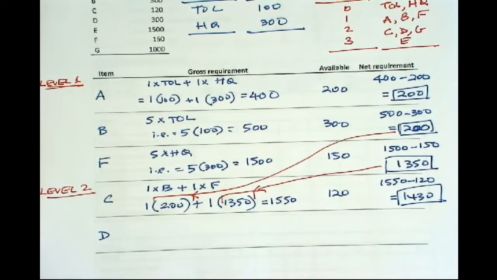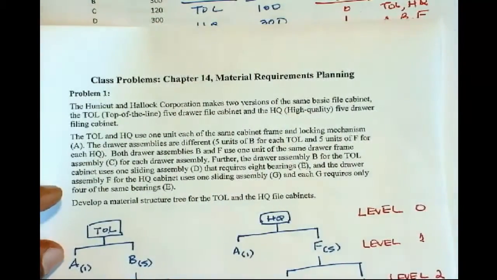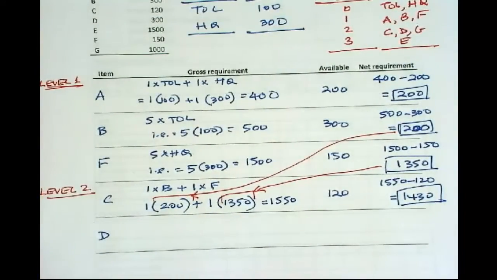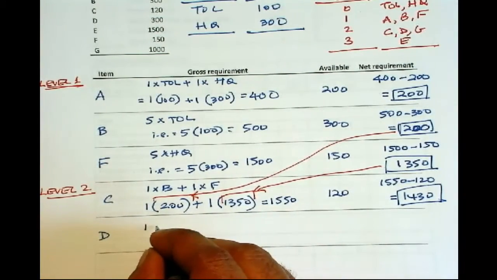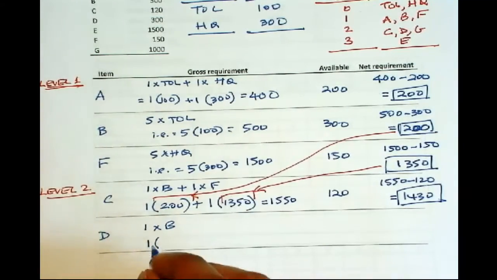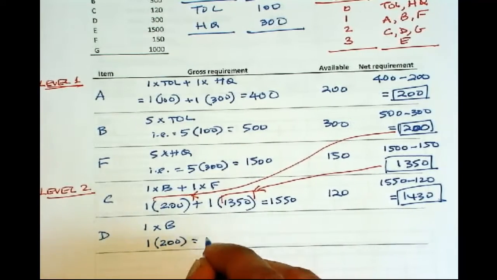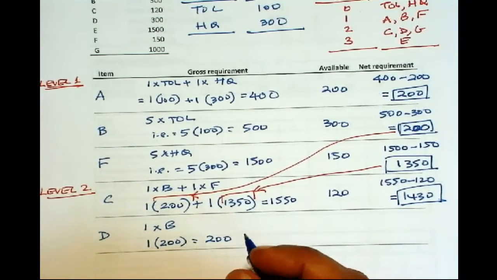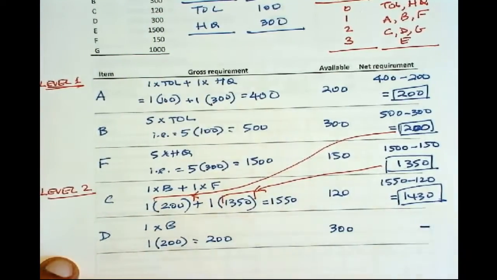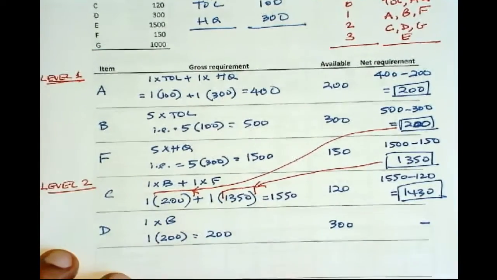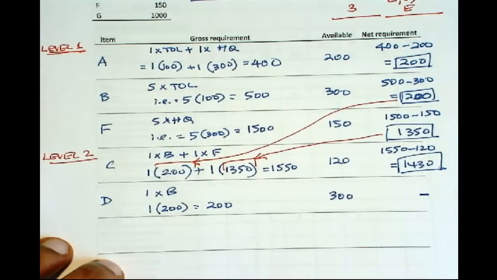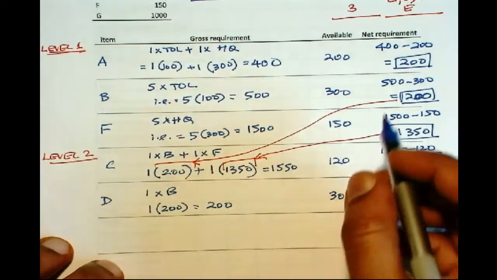Next is D. Now D is 1 unit for each B, so 1 times B, and once again it is that 200. Don't use the gross requirement, it should be the net requirement. It is 200, and we have 300 available, so there is no net requirement, because this 200 gross requirement can be met with the available 300. Don't put minus 100 here. Your net requirement cannot be negative.